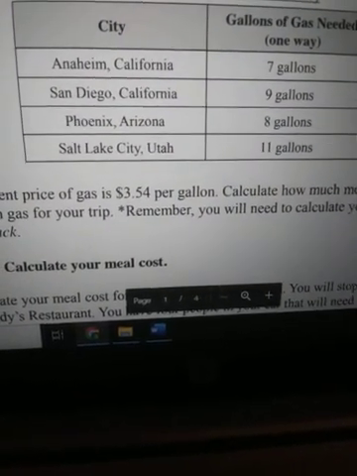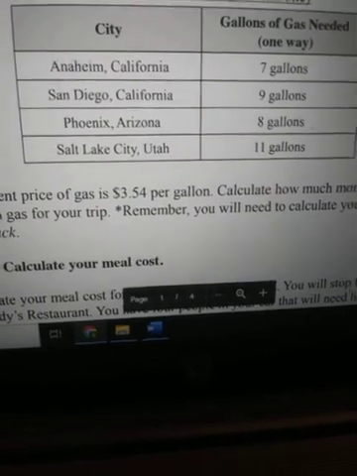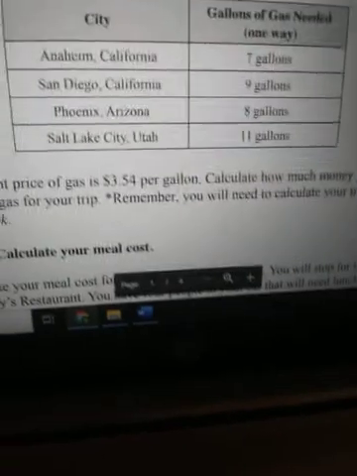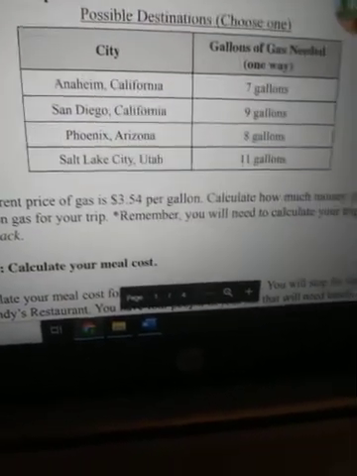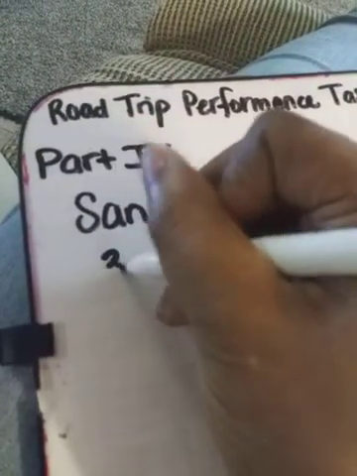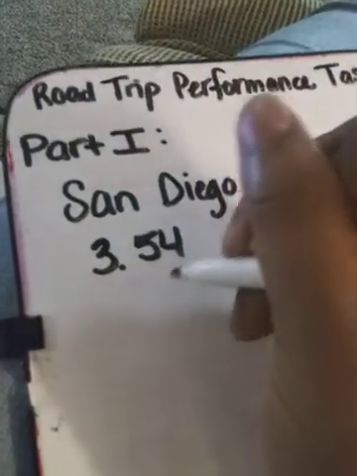But of course, I have to keep in mind that I'm going to need to get back. So I'm going to have to calculate the cost for gas for both ways. So what I'm going to do is this right here. The current price of gas is $3.54 per gallon. So I am going to do this right here.